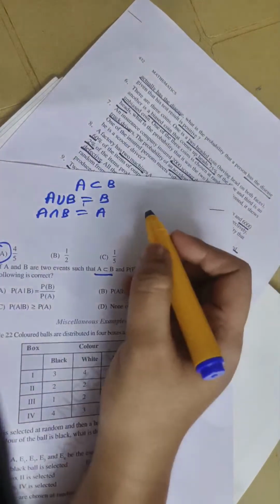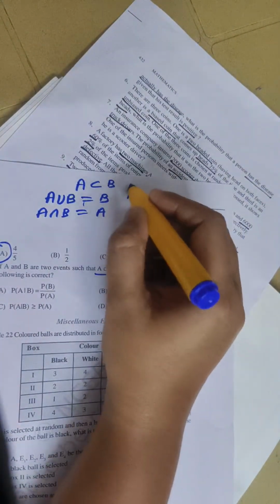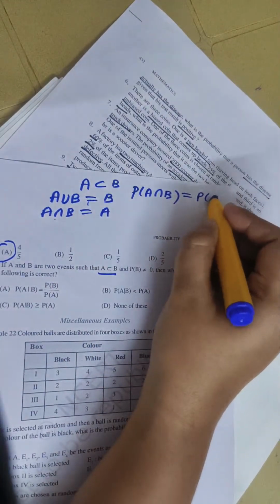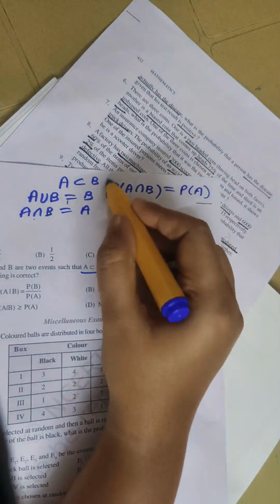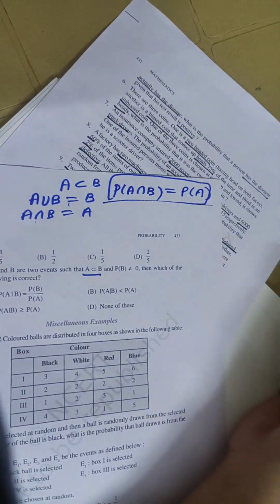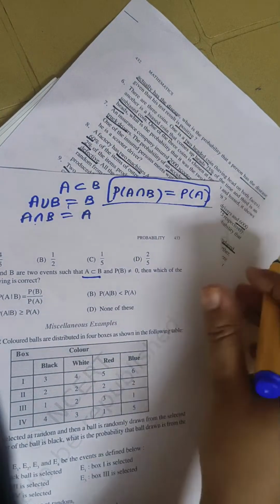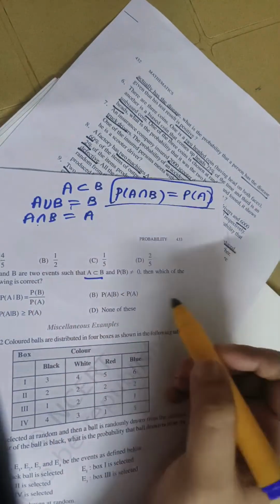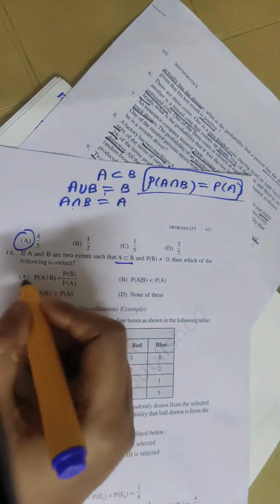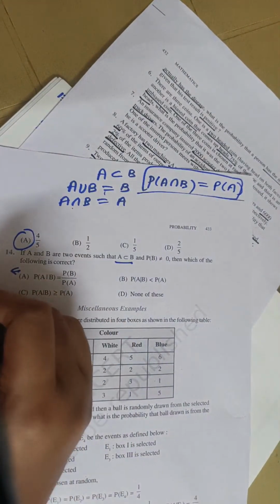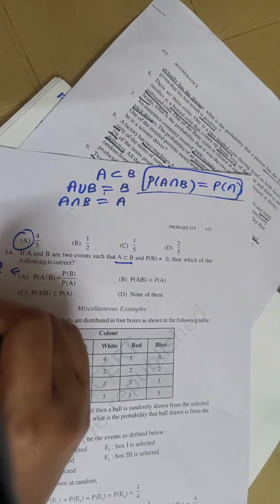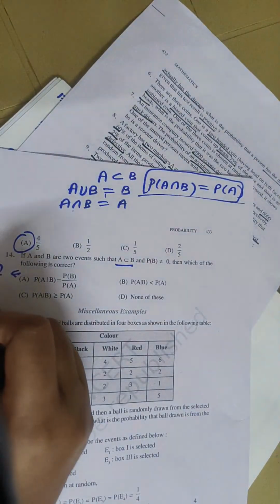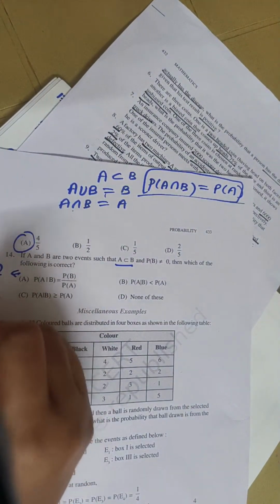So the probabilities also will be the same. P of A intersection B, A intersection B is A. So P of A intersection B is P of A. Okay? P of B not equal to 0. Which of the following is correct? P of A slash B. We know P of A slash B is P of A intersection B by P of B. What is A intersection B we found? That is P of A by P of B.